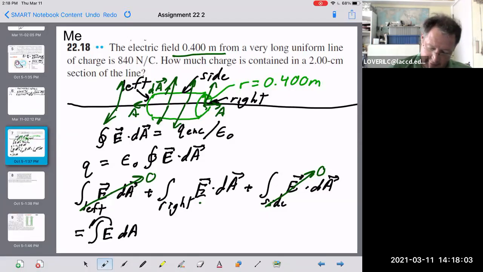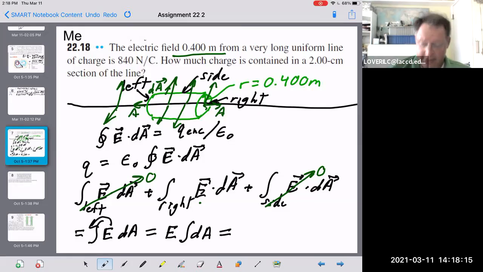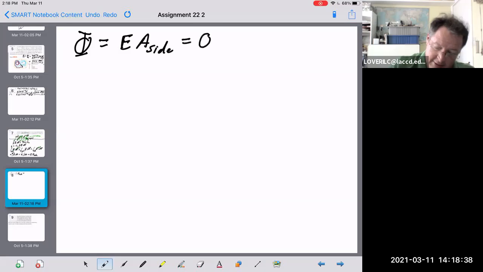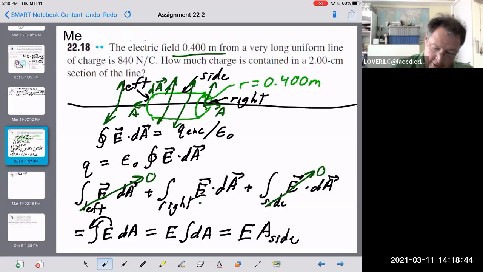And E is constant over the surface, so I can pop it out there. So that is just E times the integral of dA. But the integral of dA is simply the area of that surface, in this case, the side of the cylinder. All right, I can find that. So the flux is equal to E times the area of the side. That is 840 newtons per coulomb.